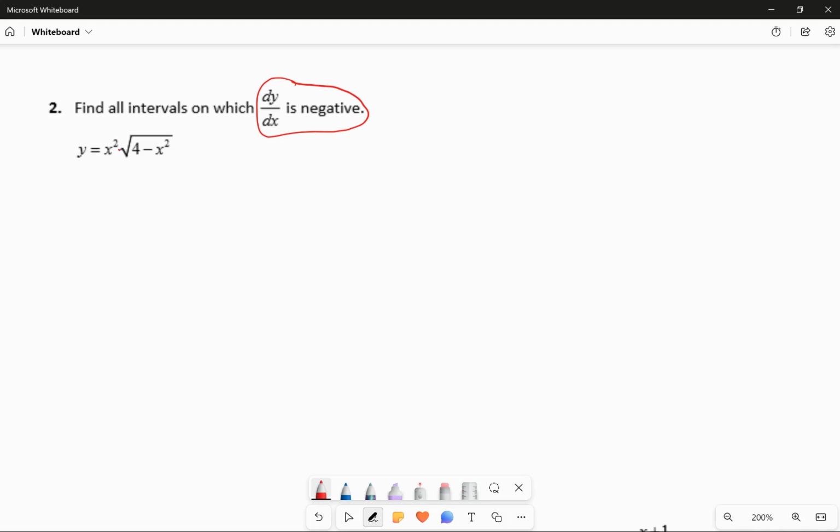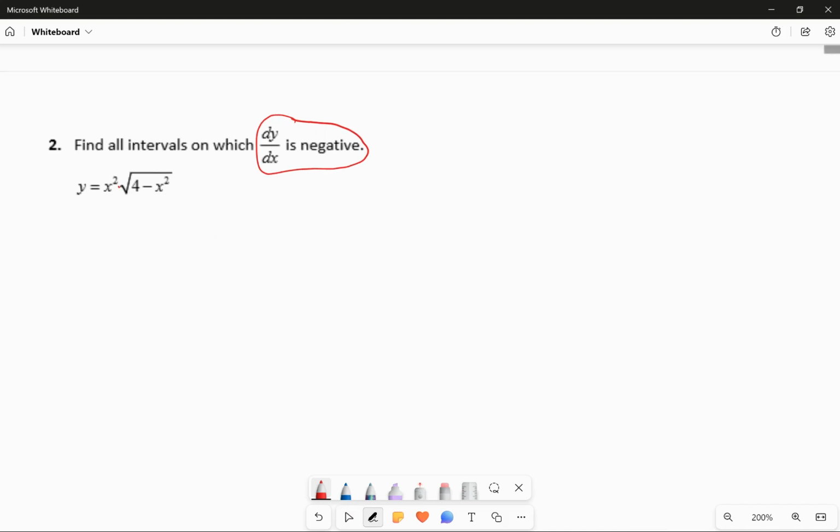The first example, we had polynomials. This is not a polynomial because you have that square root function. So I first want to talk about the domain of this function before we approach this problem. Anytime you're asked to find when a derivative is negative or doing some type of analysis, it's important to understand what the domain of your function is.